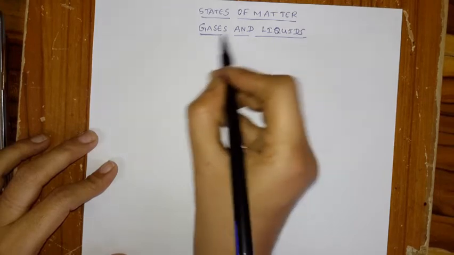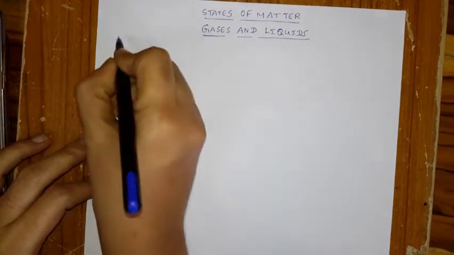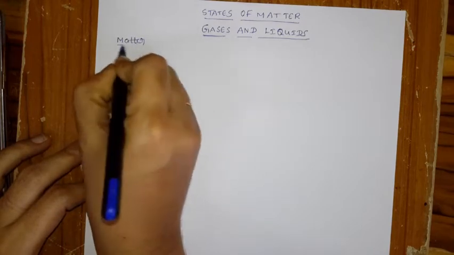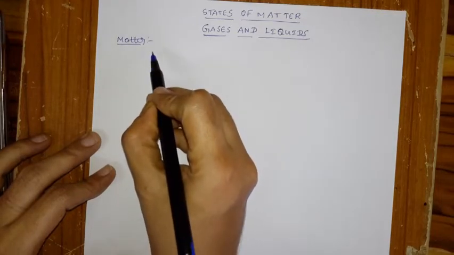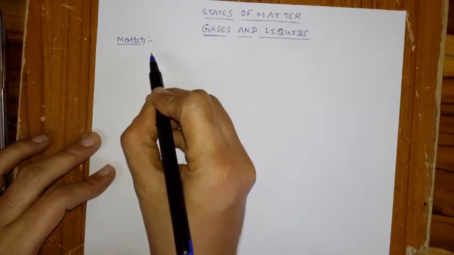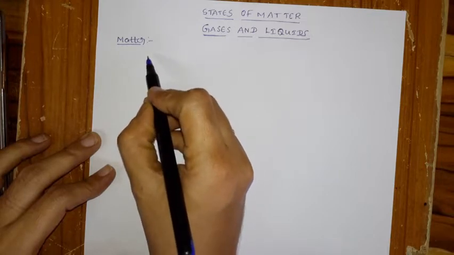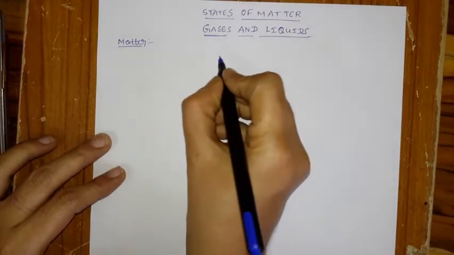States of matter, gases and liquids. So first we will discuss the definition of matter. Matter is an object having a particular amount of mass and occupying a certain volume; then it can be called matter.